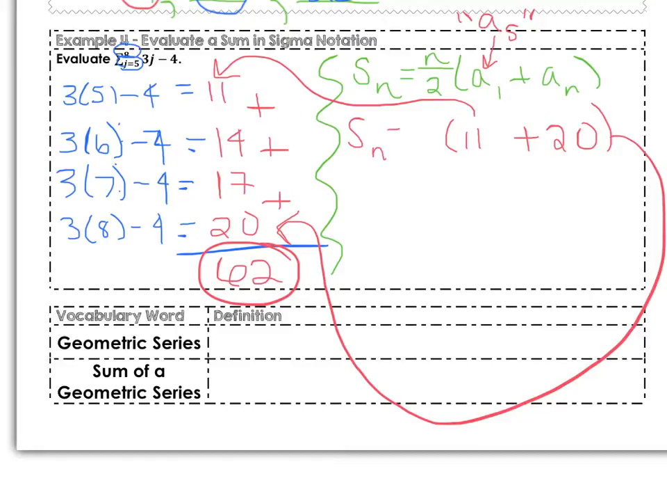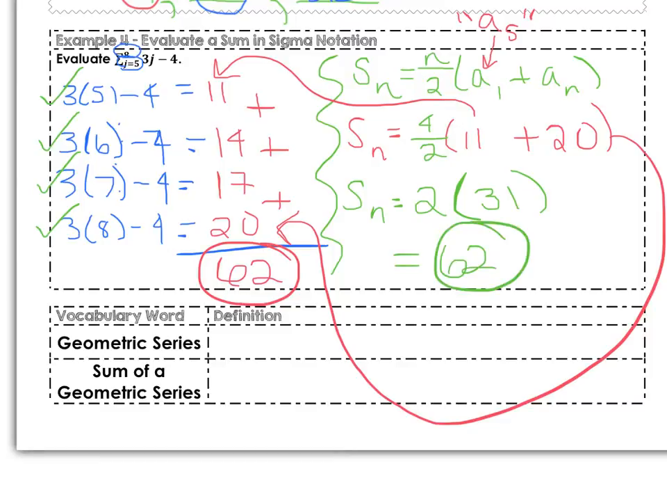Now here's the tricky part. How many terms are there between the fifth term and the eighth term? Well, we counted it out ourselves over here. 1 term, 2 terms, 3 terms, 4 terms. So I'm finding the sum of 4 terms. Now it's just going to be some simple algebra. 4 divided by 2 is 2. 11 plus 20 gets me 31. 2 times 31 gets me 62. And notice we got the same answer.